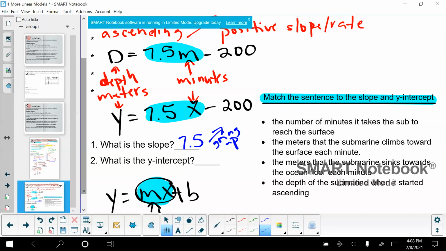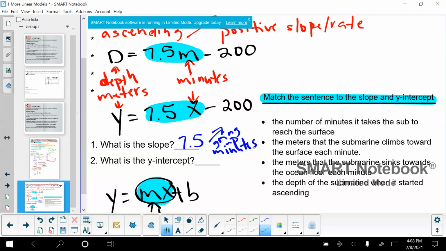But even if you weren't sure about that, you know that minutes is connected to it. So somehow this has something to do with minutes. So I'm also going to put that over here by it. You may not be able to decide that it's 7.5 meters per minute, but you know it has something to do with minutes, and that's a good thing to know. It doesn't mean it's 7.5 minutes, it just means it has something to do with minutes.